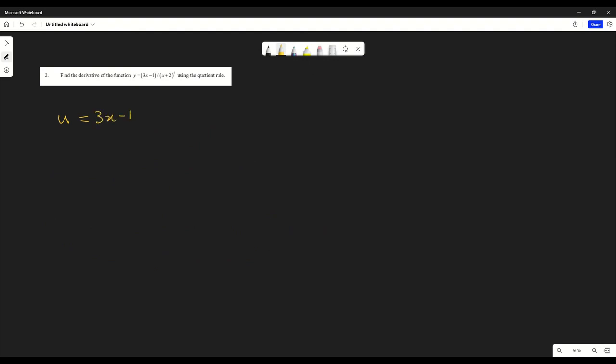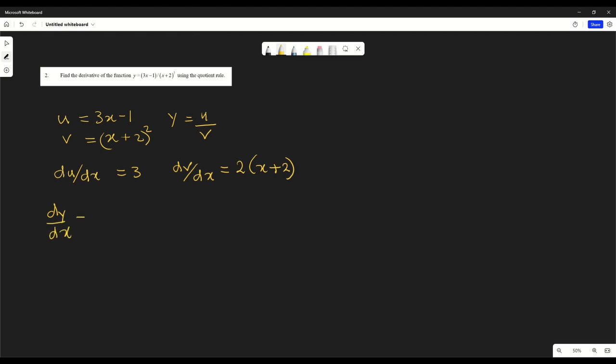Now let's look at an example of using the quotient rule. Here we've got y equals 3x minus 1 divided by x plus 2 squared. So again we're going to define two new functions, u equals 3x minus 1 and v equals x plus 2 squared. So y equals u over v. So we've got du dx is equal to 3 and dv dx is equal to 2 multiplied by x plus 2. Now we can use the standard quotient rule formula.